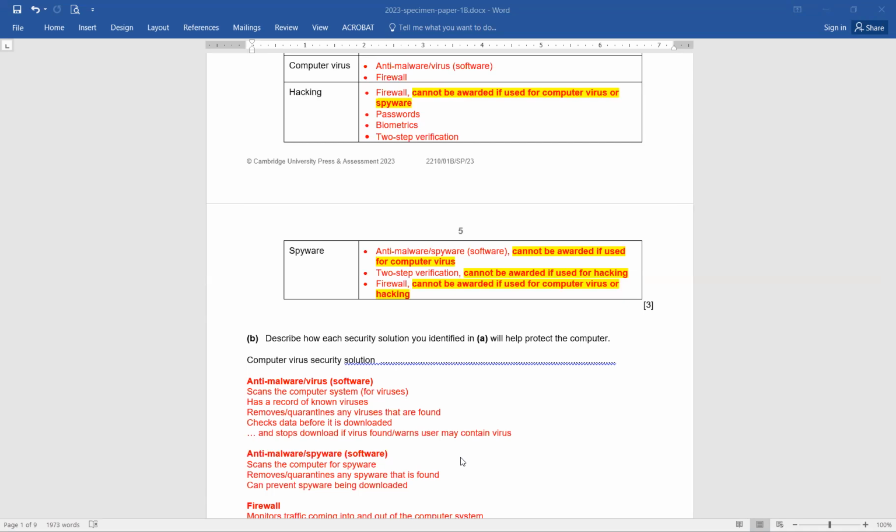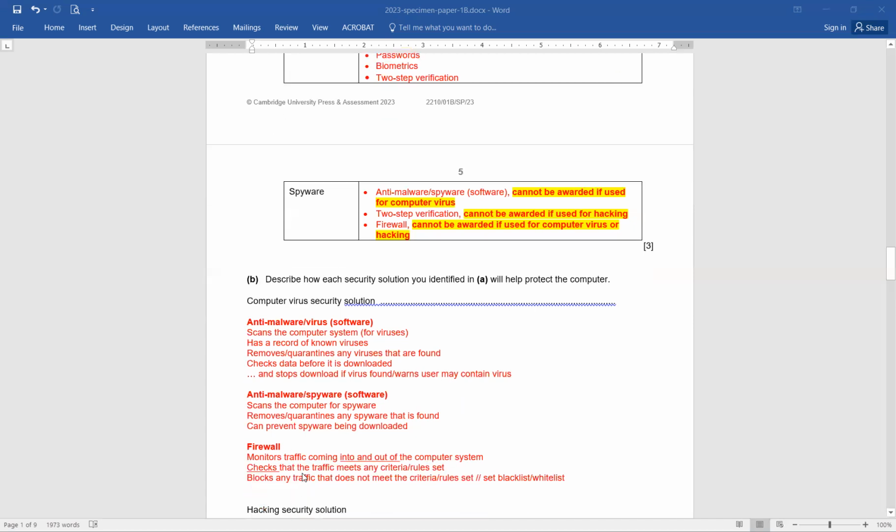In case a student has selected anti-malware or anti-spyware, then he can write down the answer: scans the computer for spyware, removes or quarantines any spyware that is found, and can prevent spyware being downloaded. For the term firewall, what the student can write is: it is meant to monitor the traffic coming in and going out of the computer system.